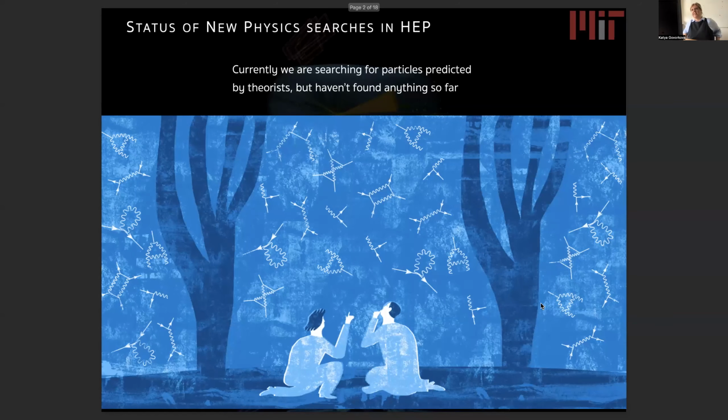So first of all, what do we do in particle physics? One of the main things that we're doing, we're searching for new particles. And those particles that we're searching for are those that are predicted by theorists. So you can imagine theorists coming up with some new hypothetical particles. We go and we look for them in the experiments. But we haven't found anything so far. Well, except for the Higgs, which is great. But outside of the standard model, nothing.